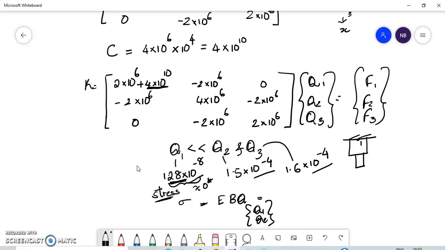So when you are given a problem to solve in one-dimensional elements, you either solve it using the elimination approach or using the penalty approach, depending on what is asked. If the question doesn't state which method you have to use, you use any method which you are comfortable using. Thank you.